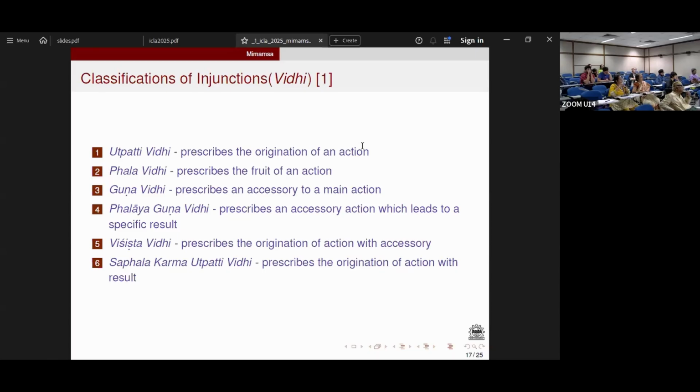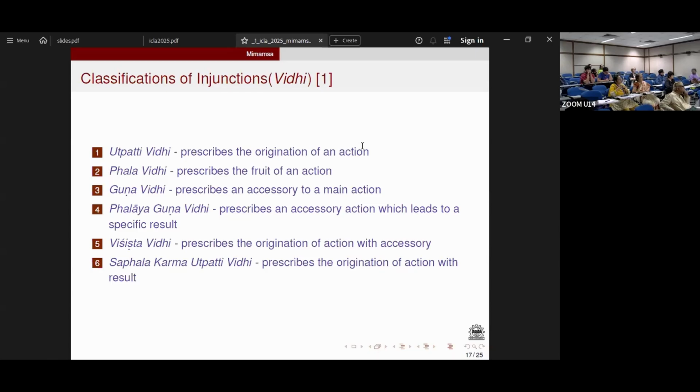For instance, when we say Swarga Kamaha, one who is desirous of attaining the heavens should perform this sacrifice. So there, attaining heaven becomes the fruit or the result that you are aspiring for. Therefore, that is prescribed. That is the Phala Vidhi.